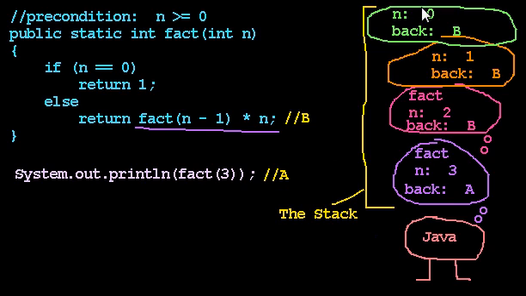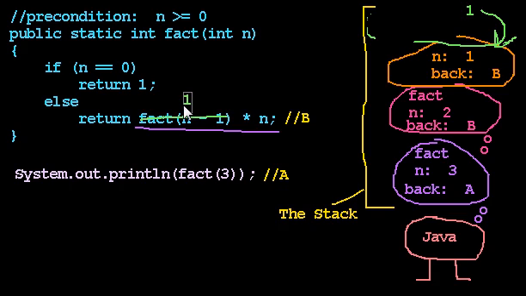So let's do that. N is 0. Factorial of 0. Well, now n is 0, so I know the answer is 1. So the value of this thing is 1, and that 1 is going to come back to line B. So let's do that. The answer is 1, and that 1 comes back to the previous call in line B. Here's line B. So this is 1.